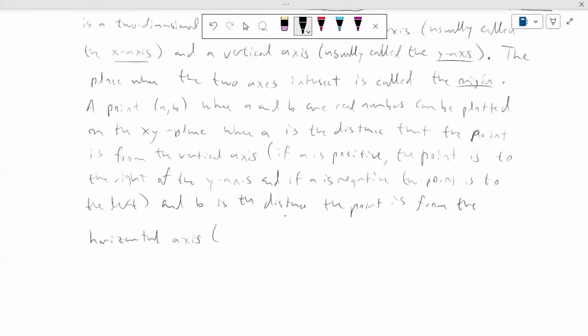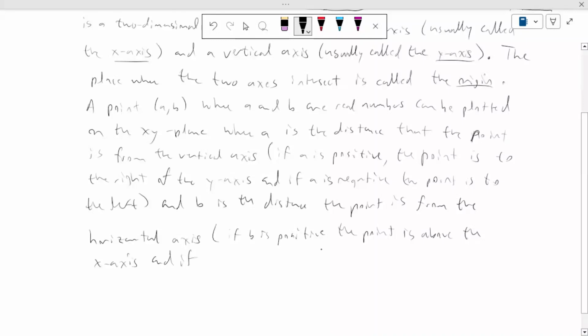Okay. And then traditionally, if B is positive, the point is above the horizontal axis. I'll just say x-axis. And if B is negative, the point is below the horizontal axis.